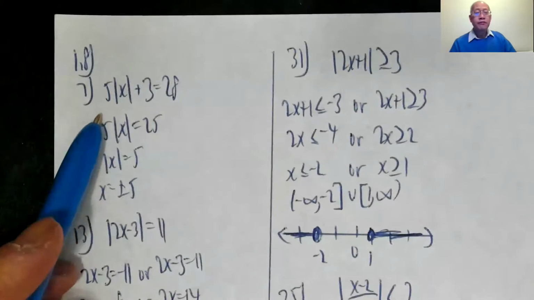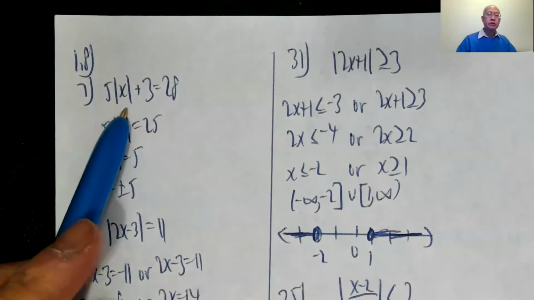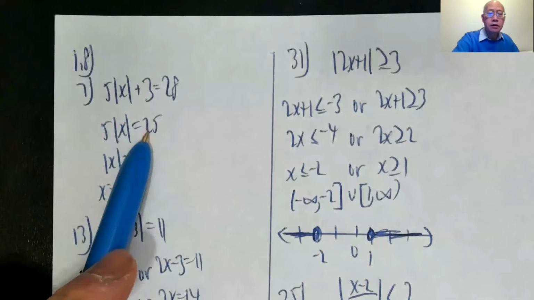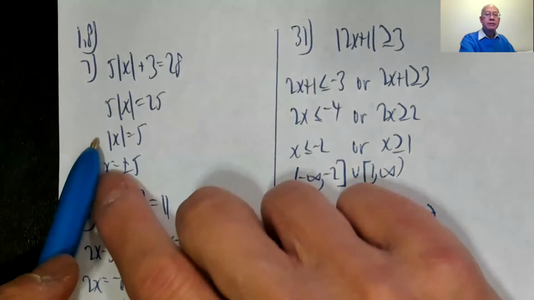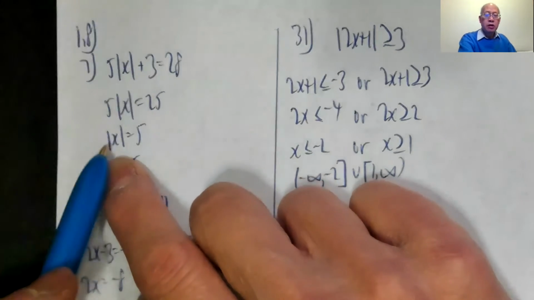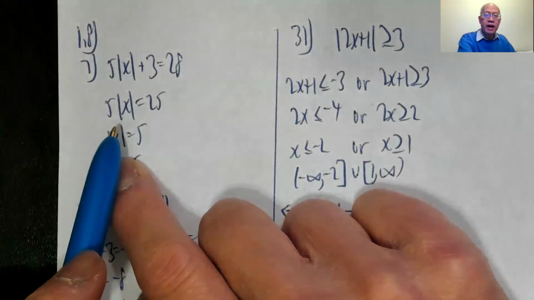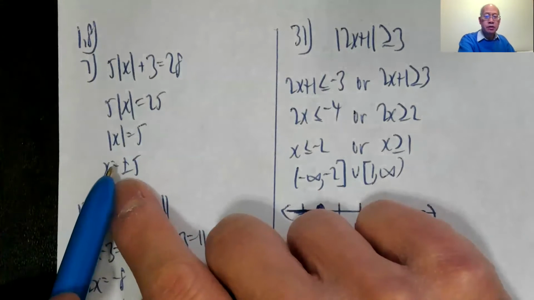Number 7, 5 absolute value of x plus 3 equals 28. So first we want to isolate the absolute value of x. So subtract 3, divide by 5, absolute value of x equals 5. So absolute value of x equals 5 means the thing inside the bars can be either 5 or negative 5. So x is plus or minus 5.